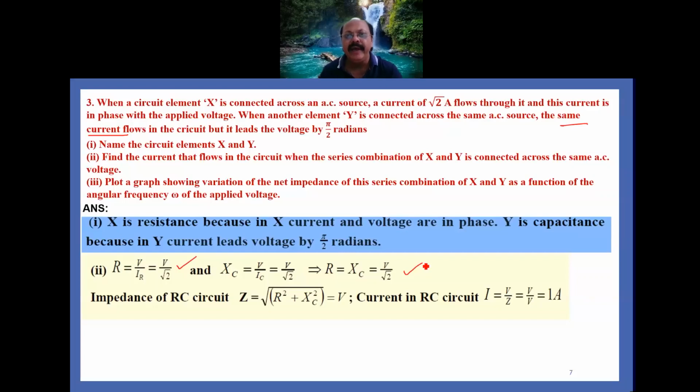Now X and Y elements are connected in series. So the impedance of the circuit, Z, equals under root R square plus XC square. Now you substitute in place of R, V upon root 2, which becomes V square upon 2, plus similarly here V upon root 2, which becomes V square upon 2, and then you solve it, you will get V.